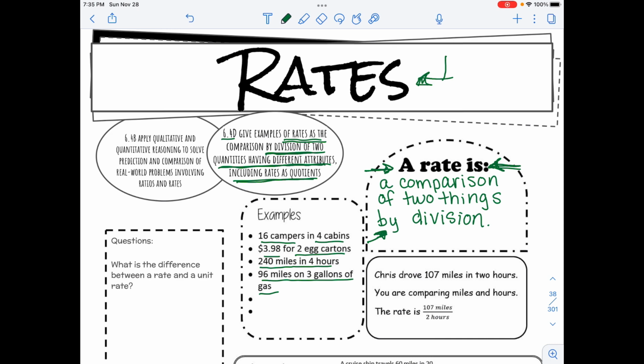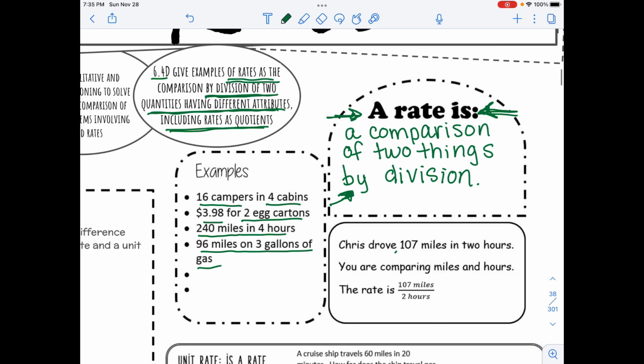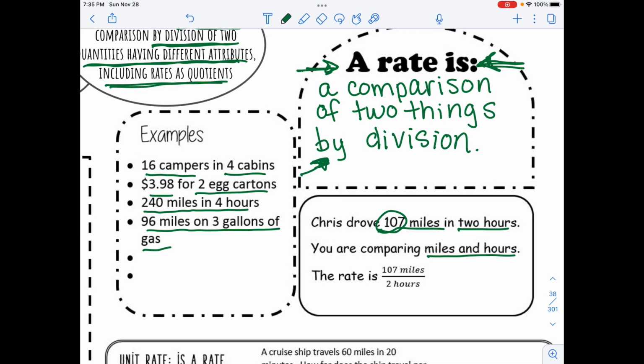Let's do an example. Chris drove 107 miles in 2 hours. So we are comparing miles and hours. So the rate is 107 miles in 2 hours. If I wanted to find his rate of how many miles he's driving in 1 hour, I would put miles to hours, and I want to find out how many miles he's driving in 1 hour.